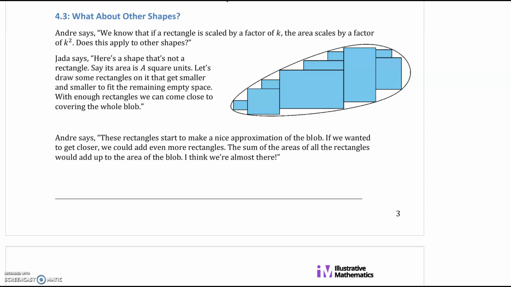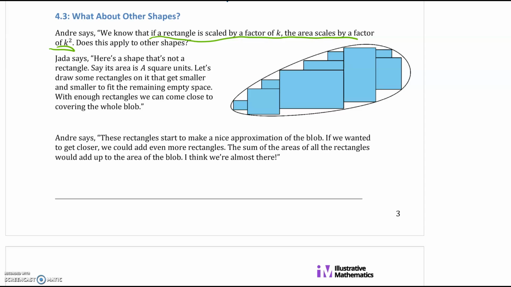And here we have Andre, and he says, we know that if a rectangle is scaled by a factor of k, then the area is scaled by a factor of k squared. And that is exactly what we discovered in the last couple videos. Does this apply to other shapes?